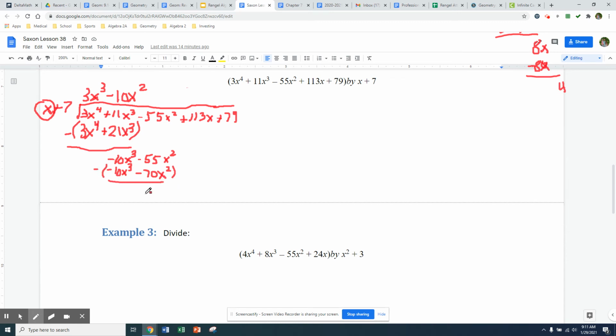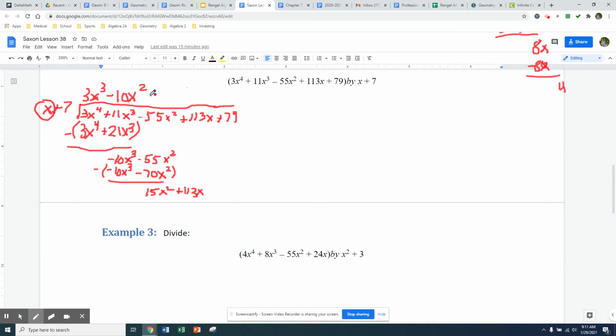Now, every single time, you're always trying to cancel out that leading part, so that negative 10x to the third is going to cancel out. Here, you got to be a little careful. Negative 55 plus 70 is going to be 15x squared. Drop down my next term, which is 113x.